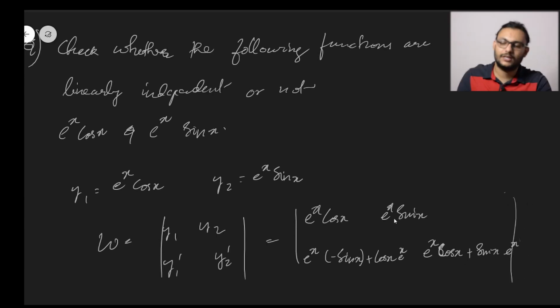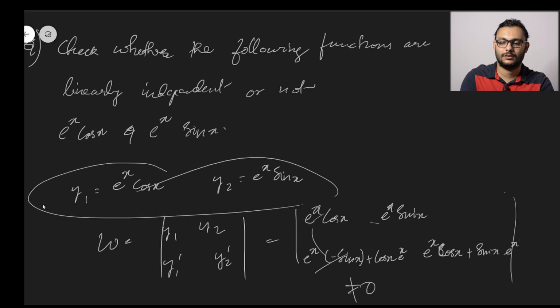Even though we take e raised to x from this row and this row, we will get e raised to 2x into the determinant of other functions, but this will not be equal to 0, which clearly shows that these two functions are linearly independent. I hope you got this problem.